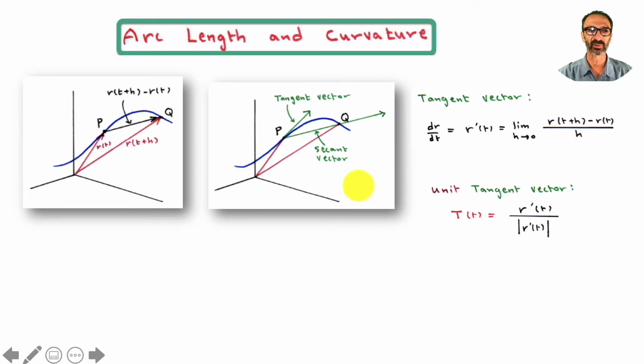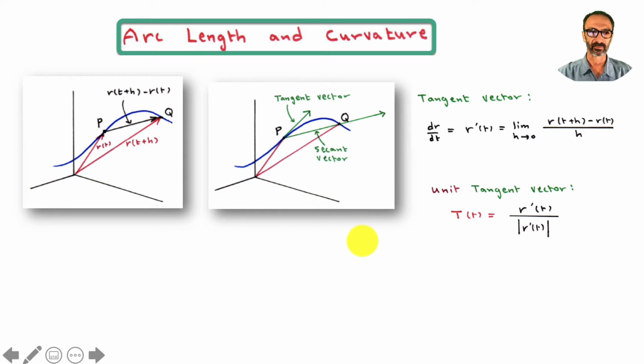That's the difference between t and t plus h. The unit tangent vector will be the tangent vector divided by its magnitude. And that's what I have for this slide.